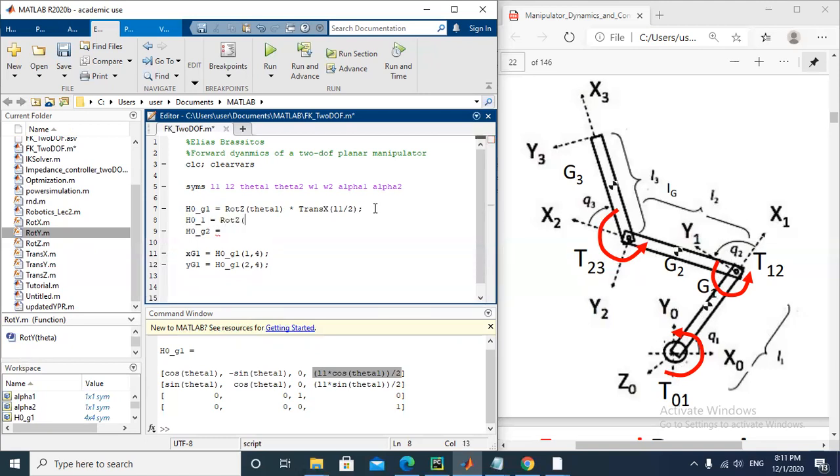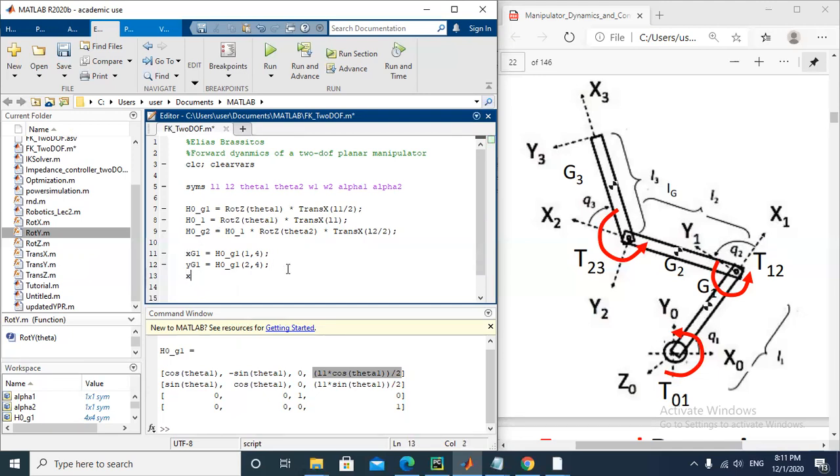It is a rotation about z by theta 1 multiplied by a translation along x by L1. So here we are at HO1. Then we rotate about z one more time by theta 2, and then you translate along x by how much? By L2 over 2, okay? So now we actually have the coordinate of the second center of gravity.